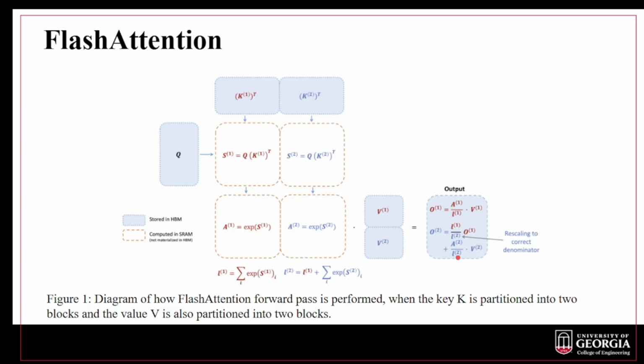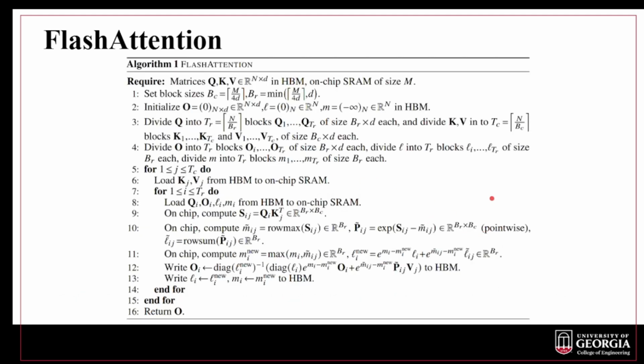Here is a diagram of the 4 paths in FlashAttention. Now let's walk through the code. First, we set the blocks. The 4 is because we need to store Q, K, V, and O. Here we use a minimum value between these two to ensure we do not load too many rows of Q at once. Next, we initialize O and divide Q, K, V, O into blocks.